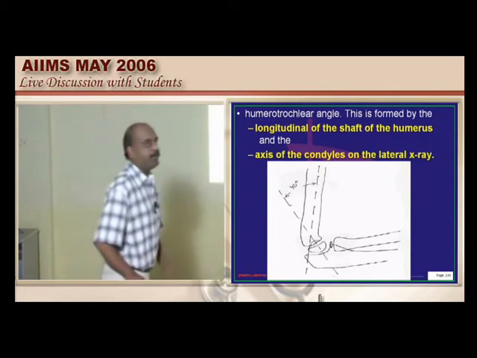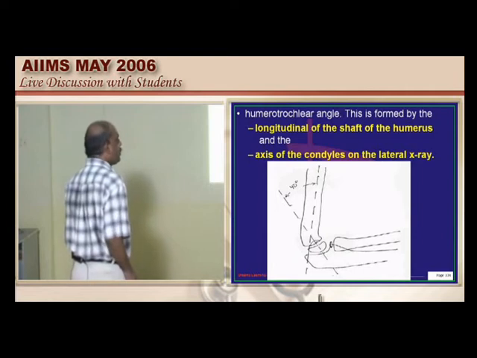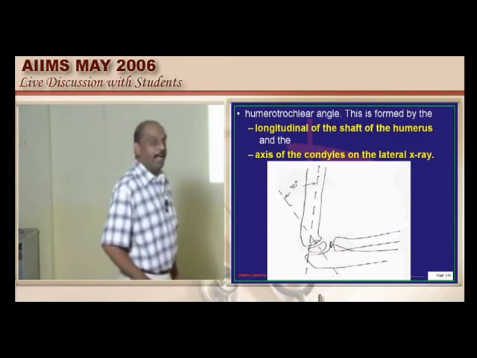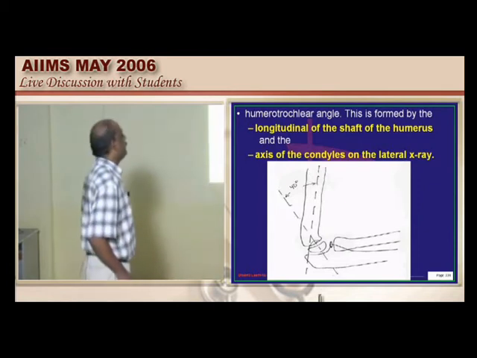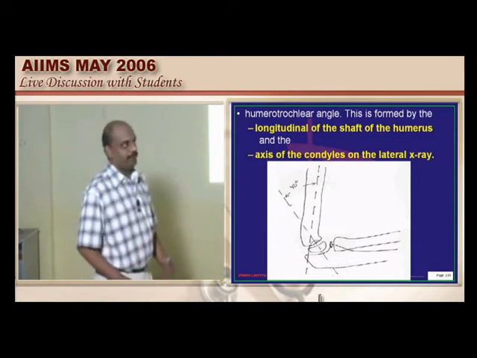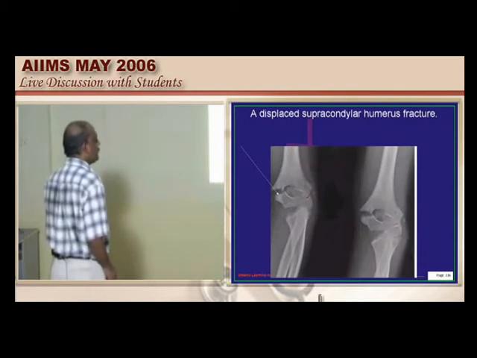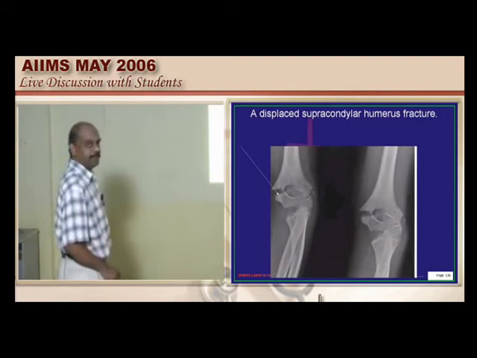Finally, there is another important angle called the humerotrochlear angle, which is between the longitudinal line drawn along the shaft of the humerus and the axis of the condyles. So these are three angles in relation to the supracondylar fracture. What is a supracondylar fracture basically? You can appreciate here, doctor, there are condyles, and above that level this area is called supracondylar. So here you are able to see clearly how a supracondylar fracture will look radiologically.